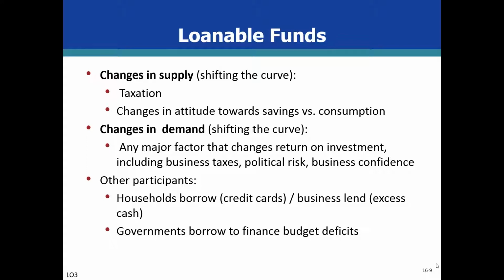There are factors that can change the demand and supply of loanable funds. Let's look at changes in supply. The government does collect taxes in the real world. Thus, an increase in household taxes would shift the supply curve to the left, less funds provided. A shift to the right would occur if the attitude towards savings versus spending changed. At every given rate of interest, there would be more savings rather than more consumption.